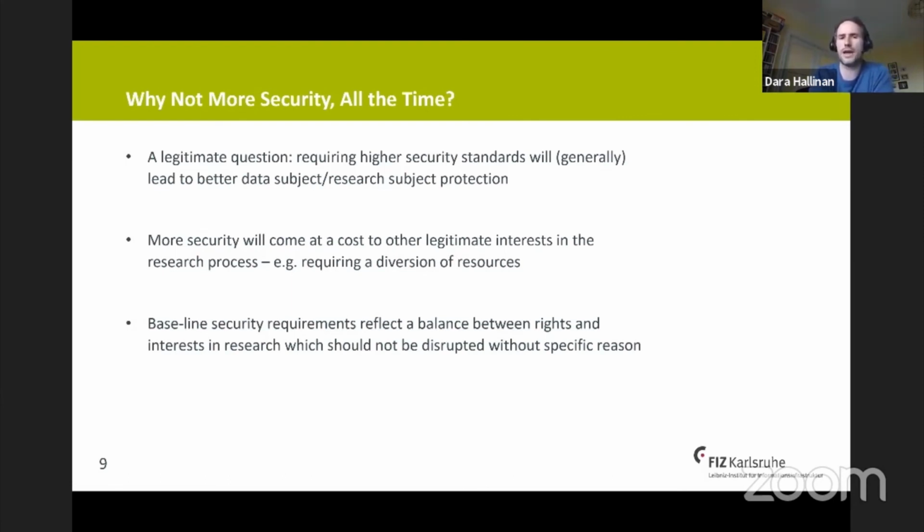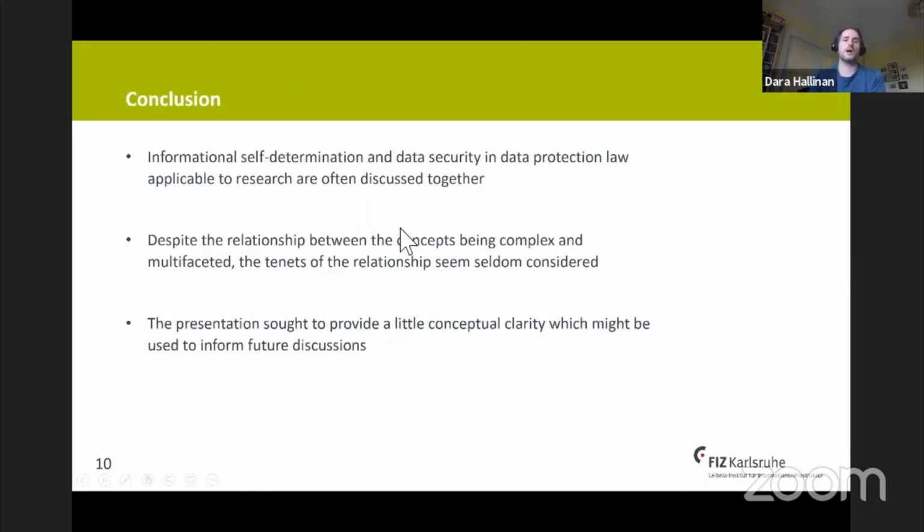Now, there is already a baseline level of security which should be required from researchers and research institutes. And this should already reflect a balance between the rights and interests in research. Now, this balance should only necessarily be disrupted if there's a specific reason for that disruption. Simply generally requiring a high level of security doesn't reflect a specific reason, and therefore I don't think is particularly justified. So with that in mind, I draw certain general conclusions and wind up.